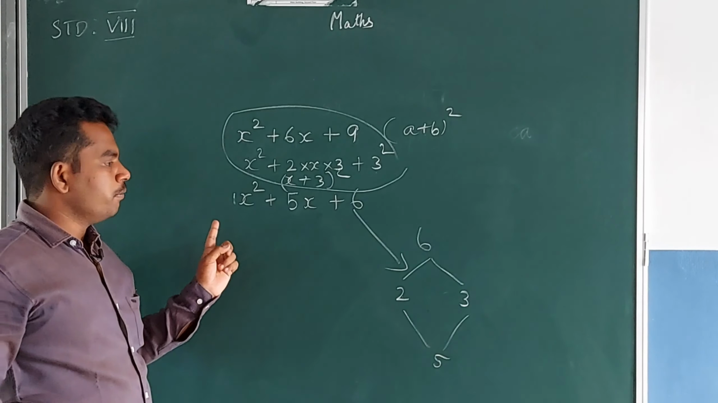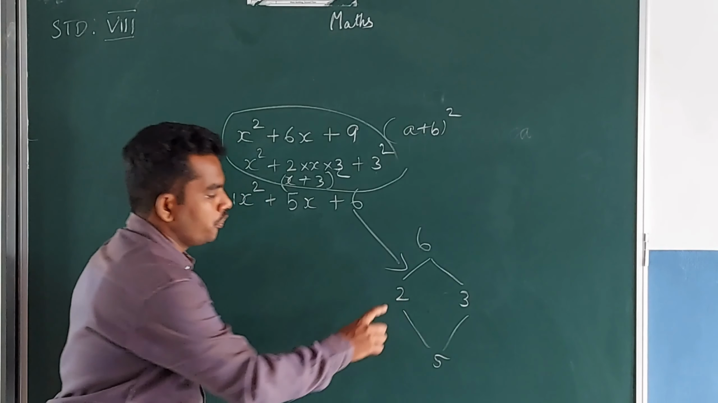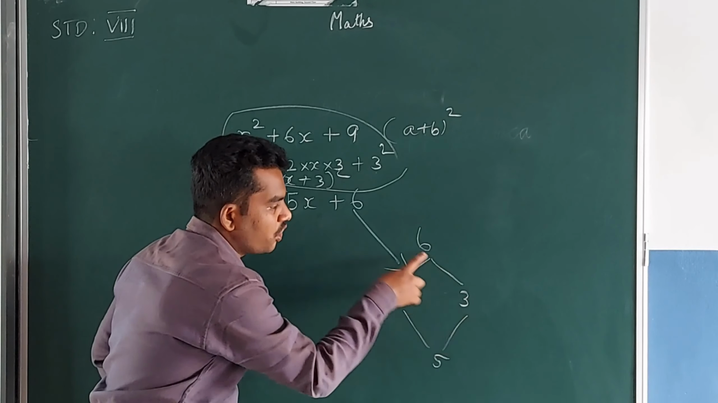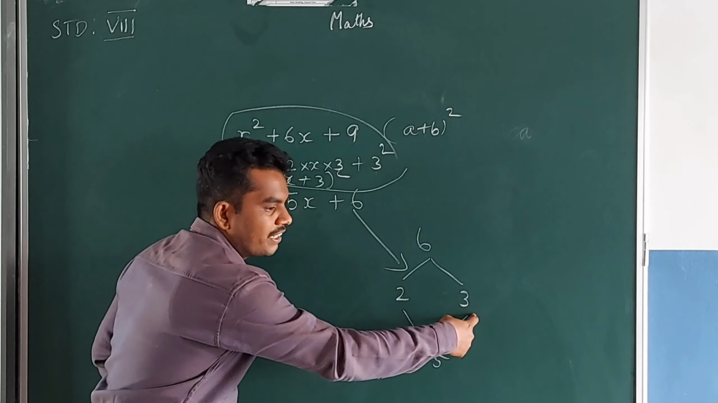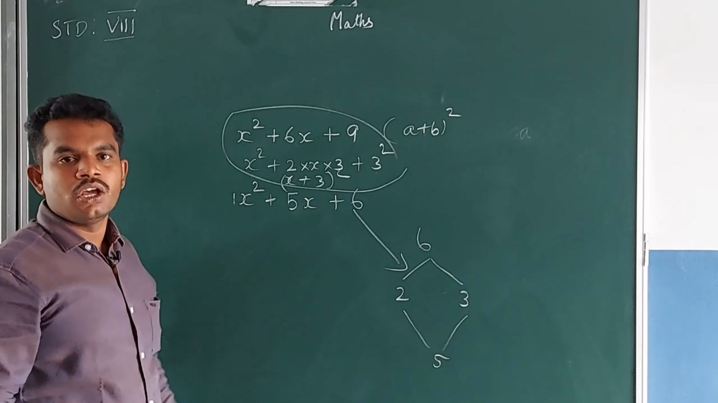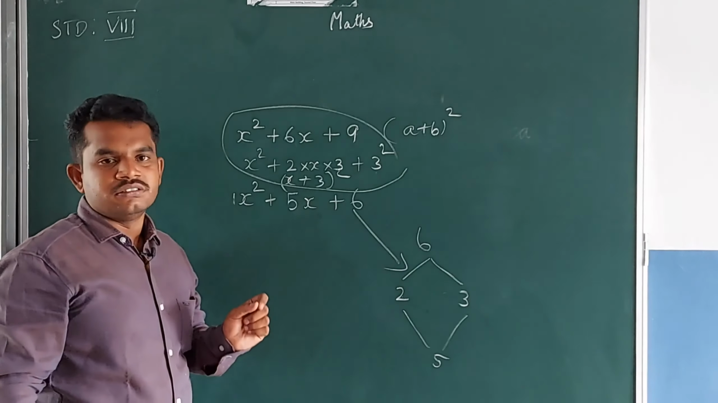This type of polynomial you solve with this method. You multiply the factors, you will get the constant term. You add the factors, you will get the coefficient of the x term. That is the main concept in this sum.